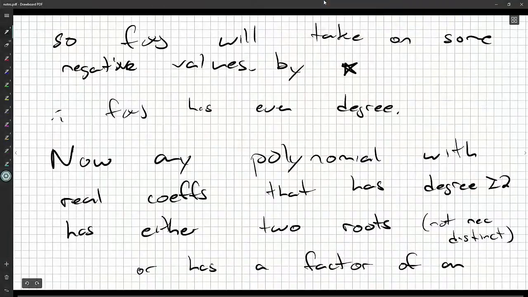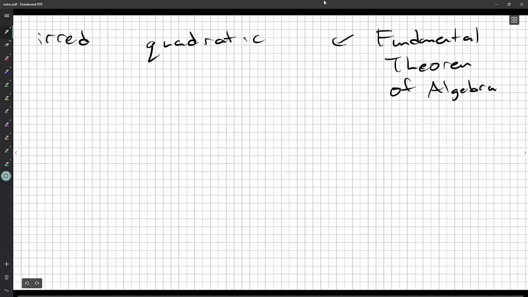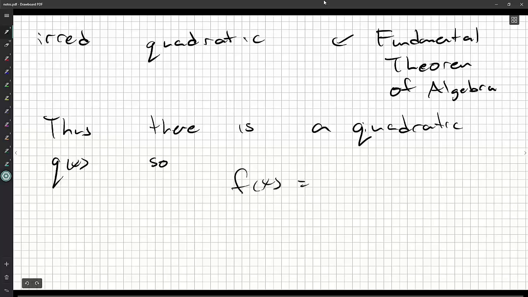So, what am I trying to say? Basically what I'm trying to say is I can pull out a factor that is quadratic. I don't care if it's irreducible or not. But that's the point. So it has either 2 real roots, at least. So what we're really saying is thus there is a quadratic. I was almost about to say irreducible. It doesn't have to be irreducible. There is a quadratic. Let's call it q of x. So f of x equals q of x times, I don't know, I don't want to use p of x because that should be before. So let's call it r of x, I guess. Nah, s of x. I feel like s of x. Okay, so we get f of x equals q of x times s of x.